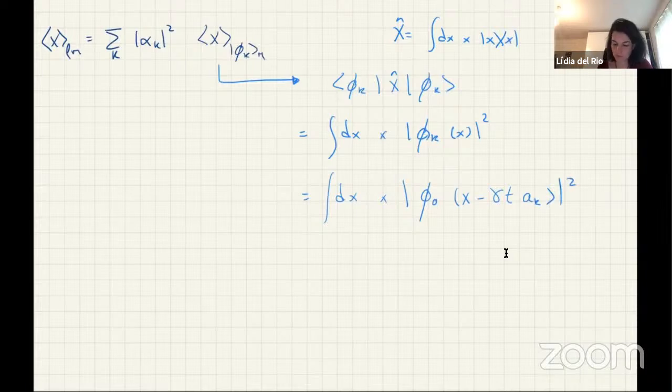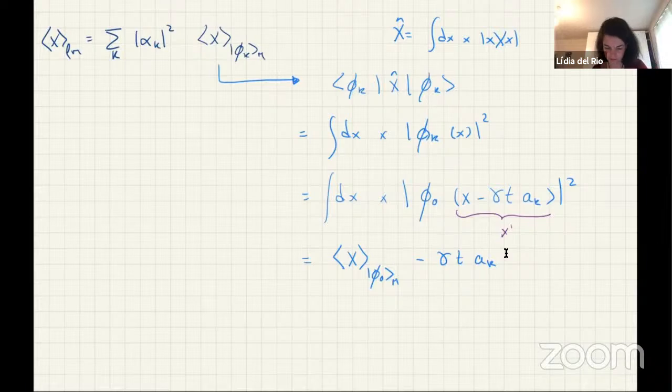And now we can make a change of variable. If we call this x prime, then you do the change of variable and so on, and we obtain that this is just the average value of x for our initial state, phi 0, plus this thing. I don't know, we'll find out. I think it's plus. That's right, plus.